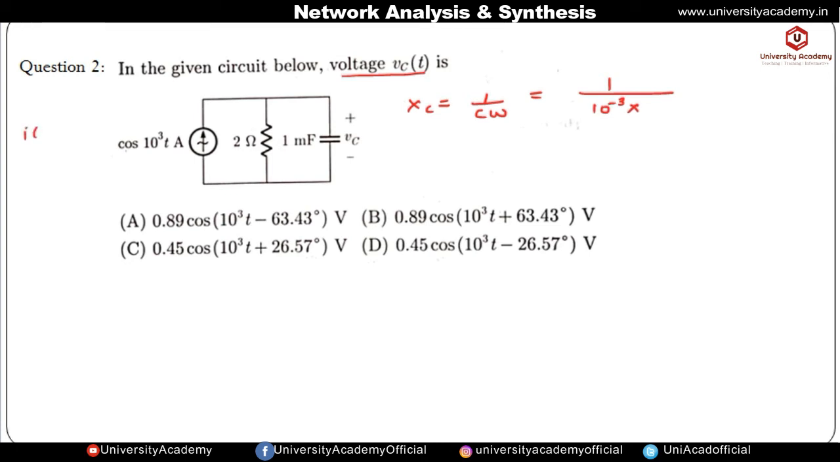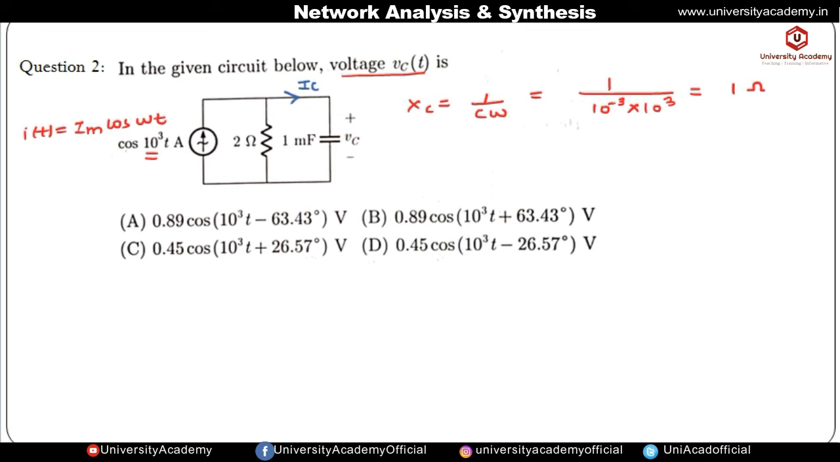And what is omega? This I of t is of the form Im into cos of omega t. So omega is 10 to the power 3, and Im, the maximum amplitude of the current, is 1 ampere. So omega value is 10 to the power 3, and Xc we are getting as 1 ohm.